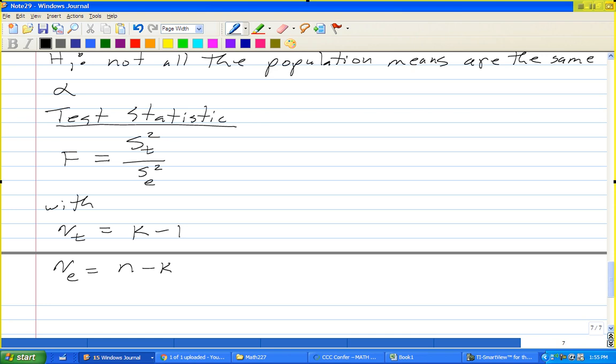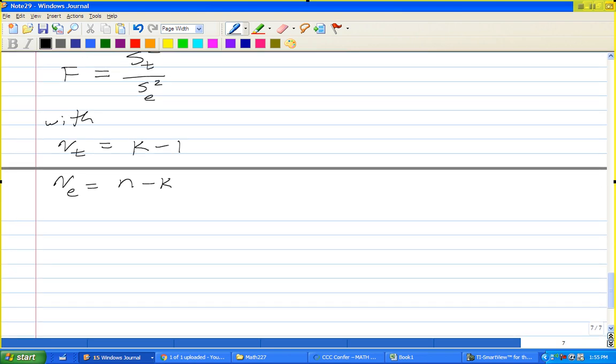Notice above, when I was talking about two means, k was 2. So this looks very similar to what we've had before. And now, look at this. This will really look very similar. First, the variation between classes.